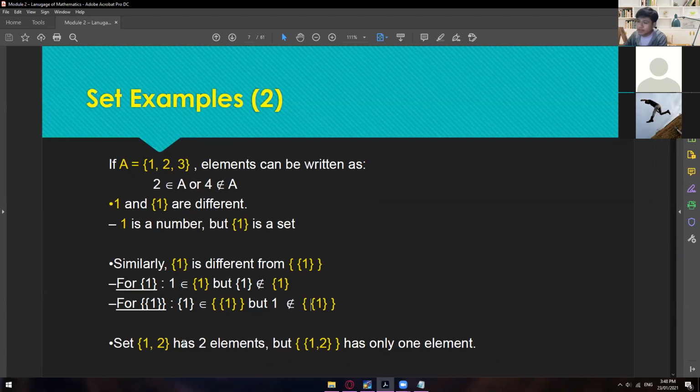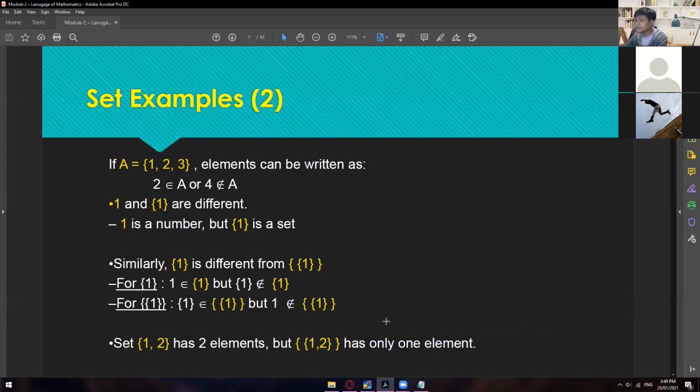So the set {1, 2} has 2 elements, but a set wherein it contains another set has only 1 element. We don't actually care what is inside of the next set; we only care about the first set. After that, we take a look at the commas. If it's still inside of another set, no matter how many elements are inside of that other set, it's still considered as one element only. That is why in here, 1 and 2 is just one element.